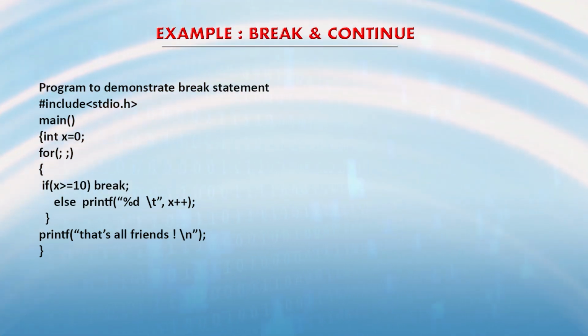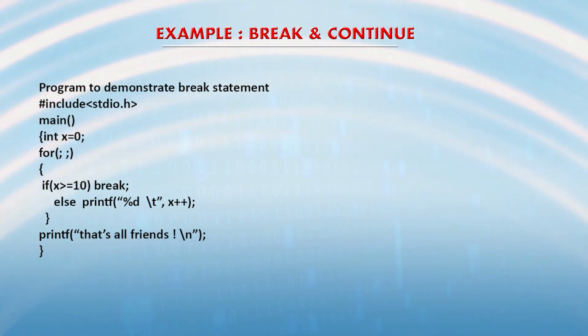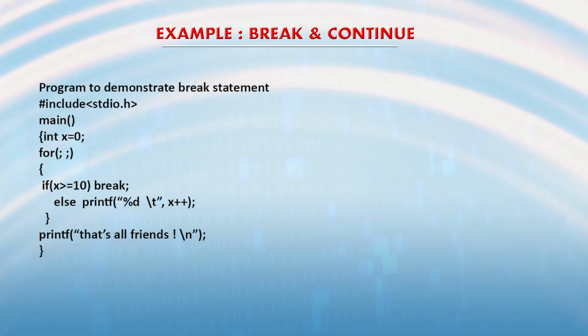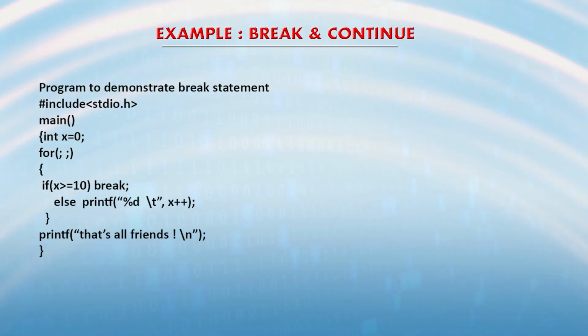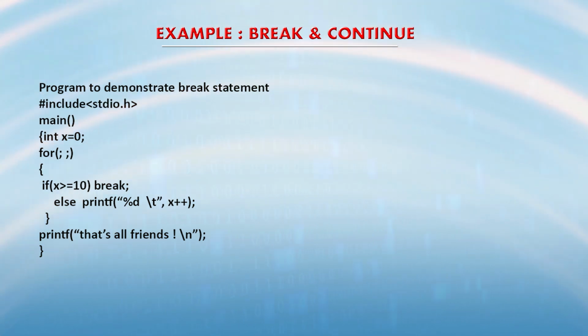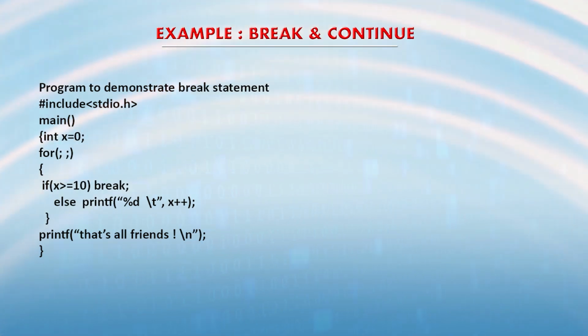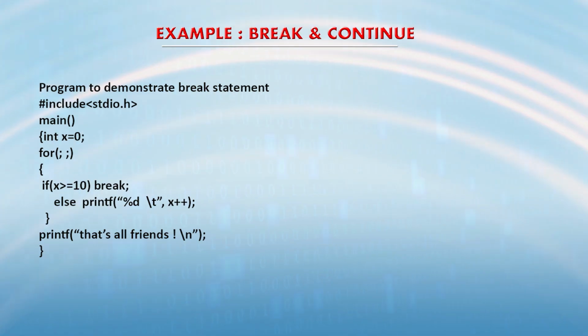So, it will go into the else and print x plus plus. Firstly, the value 0 is printed and x is incremented, so the new value of x is 1. Now x equal to 1 is again not greater than 10, so again it will print the value 1, and it will increment to 2.